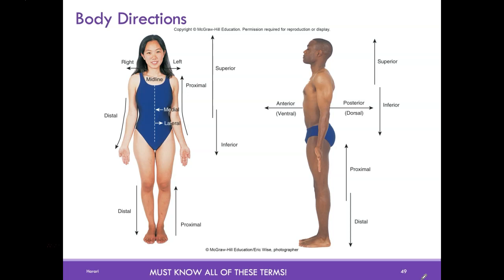So I'll give you another one. The sternum is blank to the heart. I said this one twice already, so this one should be easy. Right? The sternum is anterior to the heart. It's in front of.